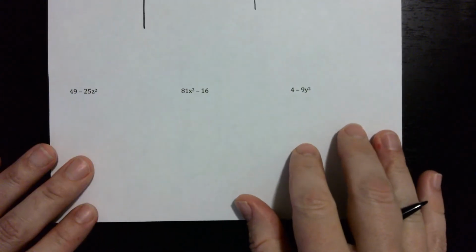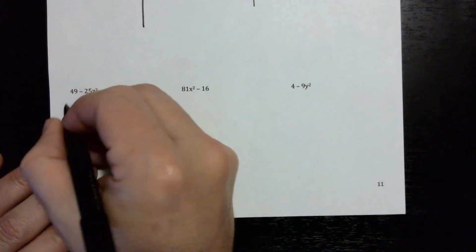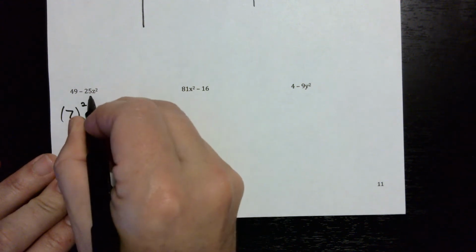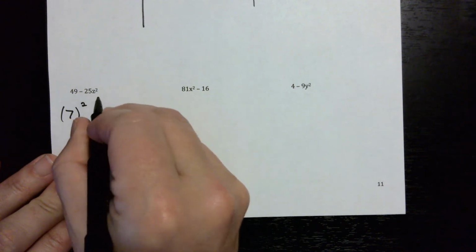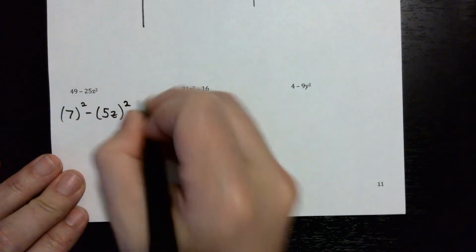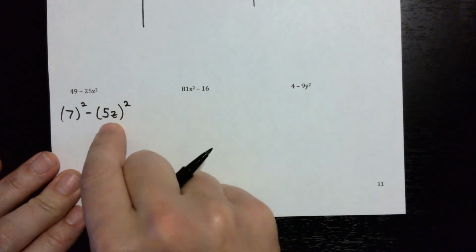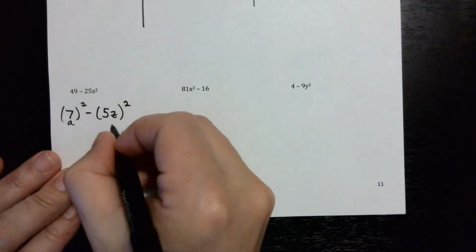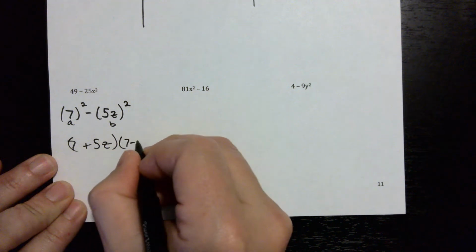Okay, let's look at these last three. A little bit tougher on these. So 49 is the same thing as what number squared? 7. And then we have to write two terms in this one. So what number squared gives 25? Well, that's 5. And then the z. So I'll write it like this: 5z together, squared. That's because if I square the 5, remember when you have it like this, you square each individual term because this is a product on the inside. So 5 squared is 25, and z squared, of course, is z squared. So here's a, here's b: 7 plus 5z, 7 minus 5z.